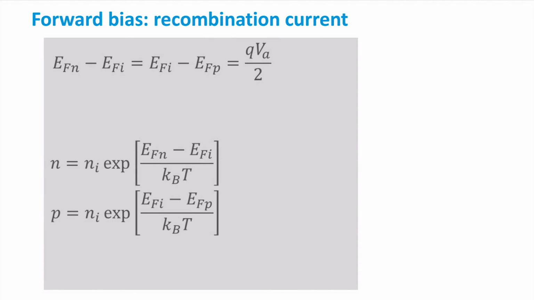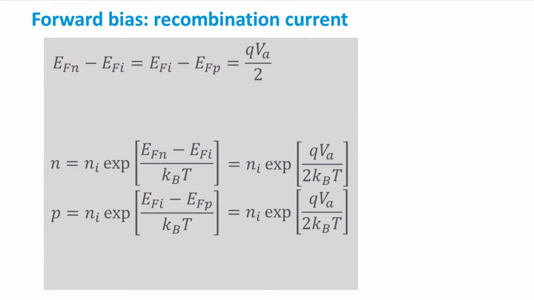First, we recall the expressions for the minority carrier concentrations as was derived in previous lectures. Note that part of the term in the exponents is the same as in the equation we just derived. This allows us to relate the minority carrier concentrations to the bias voltage. And we obtain a simple relation that describes both minority carrier concentrations as a function of bias voltage.